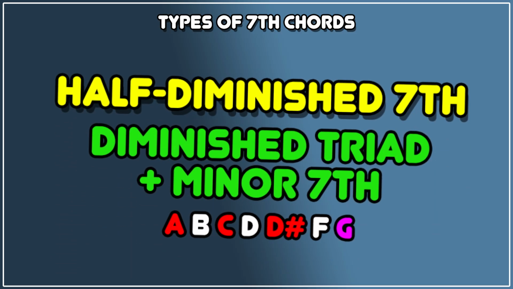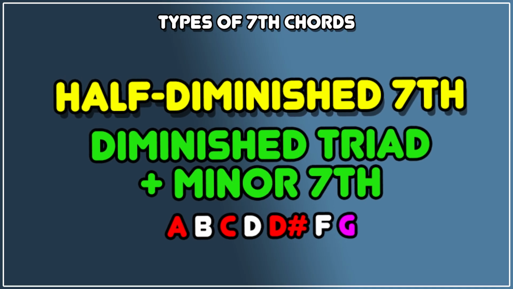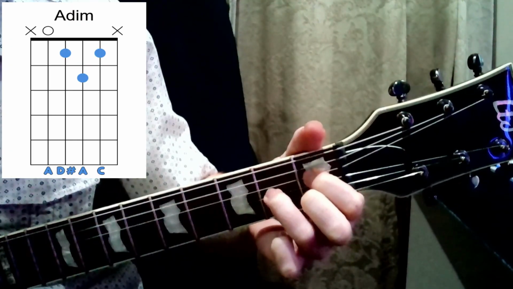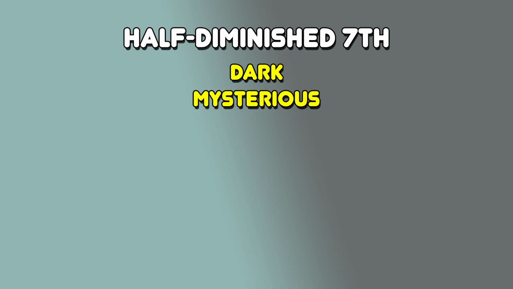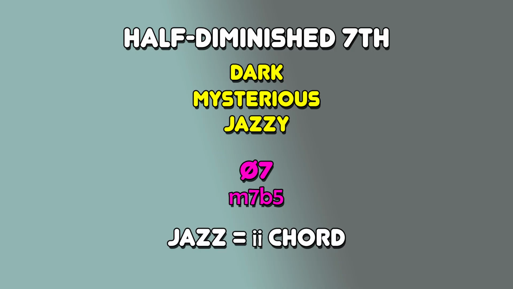We've got a half-diminished 7th, and this happens when you take a diminished triad and add a minor 7th to it. The half-diminished 7th sounds very dark, mysterious, and quite jazzy. It's notated by a half circle in a 7 or as minor 7 flat 5, so it is a minor 7th with just a flat 5th. It also shows up a lot in jazz as the 2 chord in a progression.